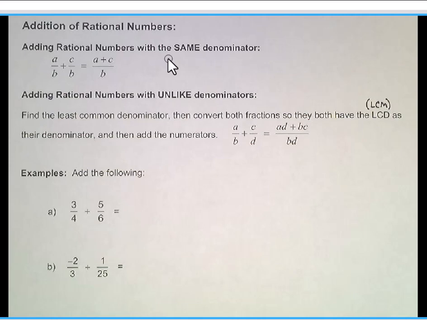In this video, we're going to talk about how to add rational numbers. In other words, do you remember how to add fractions if you have a common denominator or if you don't have a common denominator? That's what we're going to review in this video.